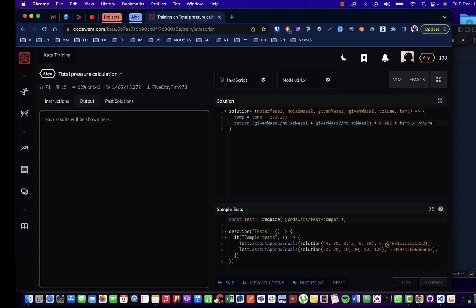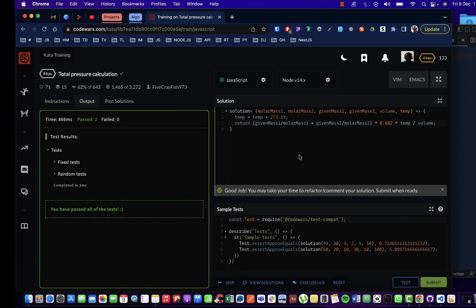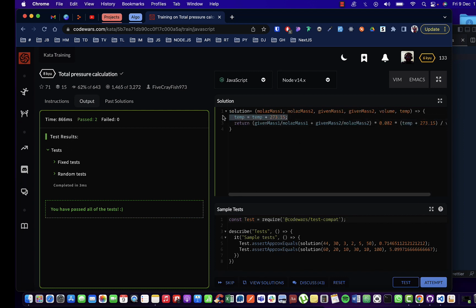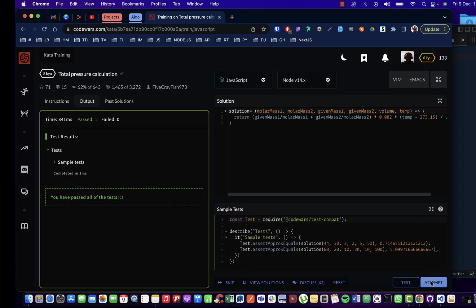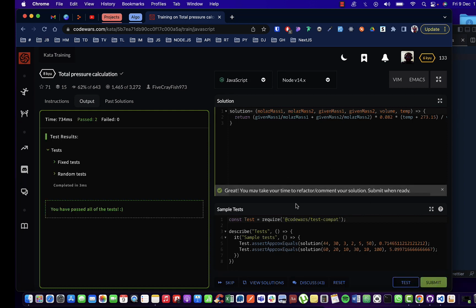So let's test, and that passed, attempt, and that has passed. So that's the way to solve this. And let's see if we can refactor this by putting this value inside here. So we'll put it that way, and then we can take this off. So now we have this. Let's test and let's attempt. So good. That's the way to solve this in JavaScript.